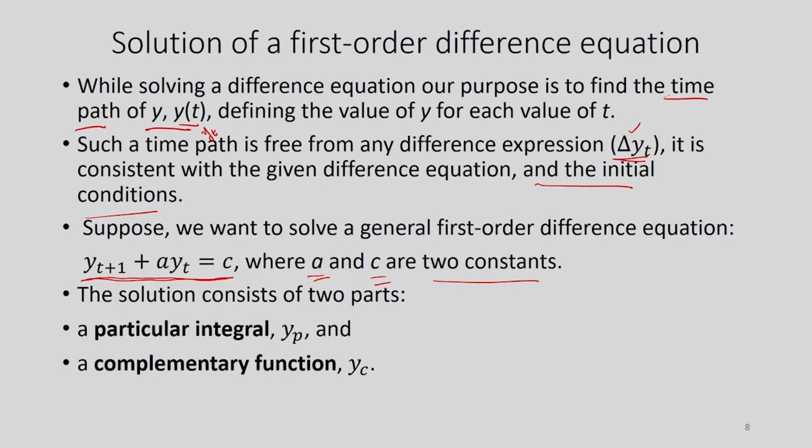Okay. Now, the solution of this difference equation will consist of two parts. The first one is called the yp, or the particular integral. Sometimes it is also written as pi. And the second part is yc, and it is called the complementary function, and it is denoted sometimes as cf. So, the solution will be a combination, a summation of these two things, yp and yc.